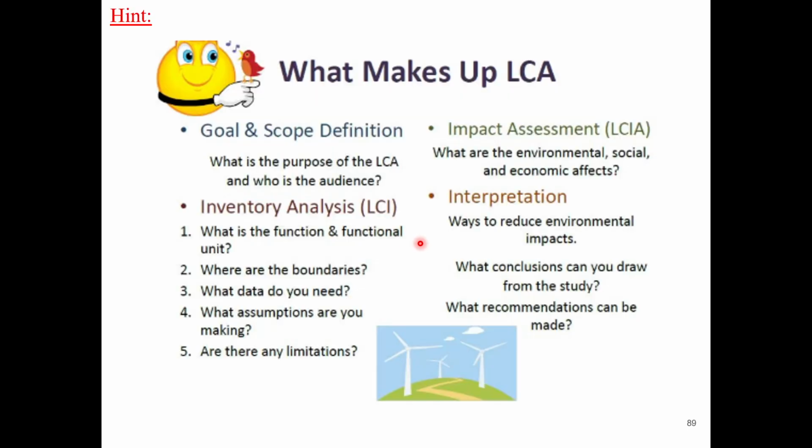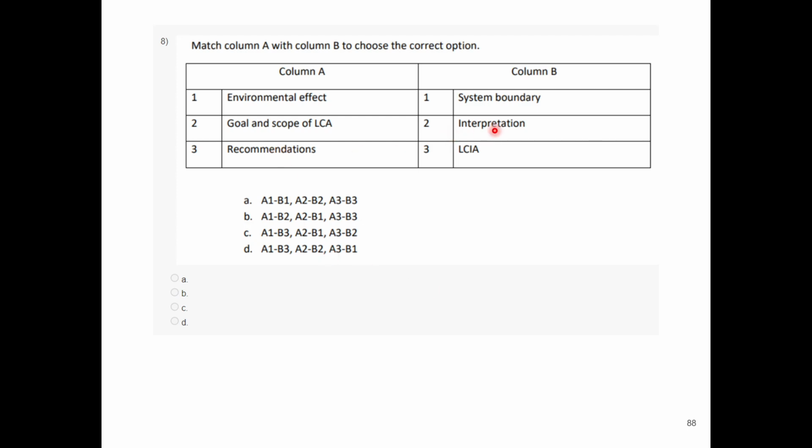Recommendations. As you can see, what recommendations can be made from the interpretation? One of the interpretations can be the recommendations that can be made. So recommendations is related to interpretation, that is A3 is related to B2. So C, A1 B3, A2 B1, A3 B2 is the correct option. A1 environmental effect, B3 LCIA, A2 goal and scope of LCA, B1 system boundary, A3 recommendations, B2 interpretation is the correct option.